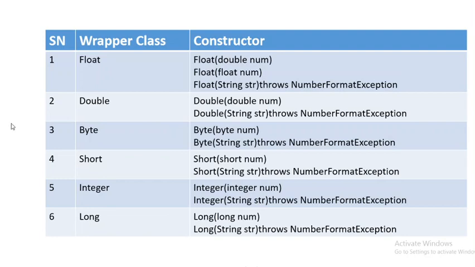In the second constructor, Float in brackets float num, by using the float data type as an argument, you can construct an object of Float. Or you can also construct an object of the Float wrapper class by providing an argument of type String. It is also written that it throws NumberFormatException. Why is this included? Because here we are taking a string, and a string can be anything, even characters.